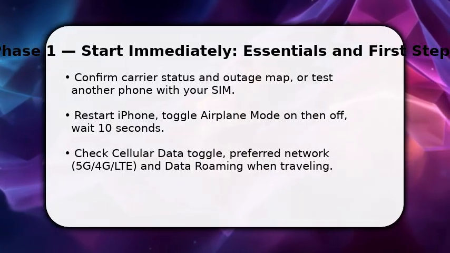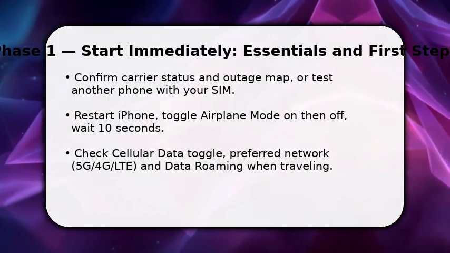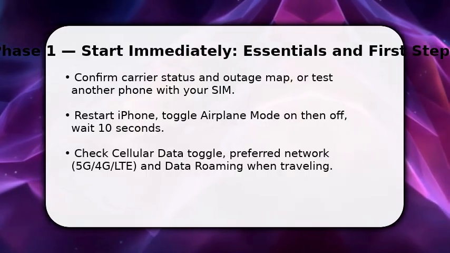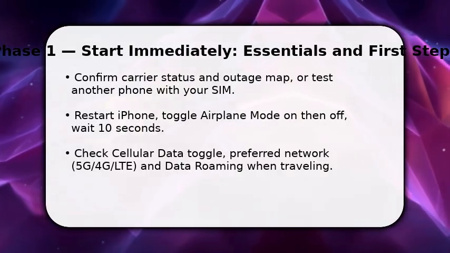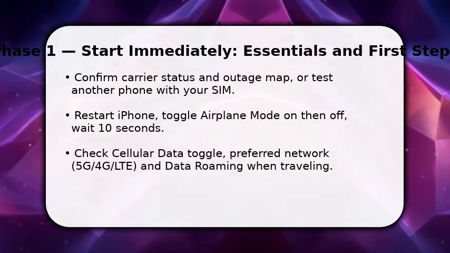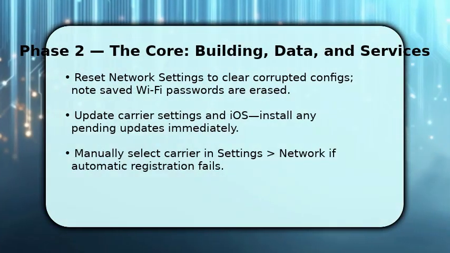Then make sure cellular data is enabled and the preferred network, 5G, 4G, LTE, matches your plan. Once done, check for a SIM recognition message. If your SIM is unrecognized, power off and reset the SIM tray carefully before proceeding to the next set of fixes. You now tackle configuration issues.